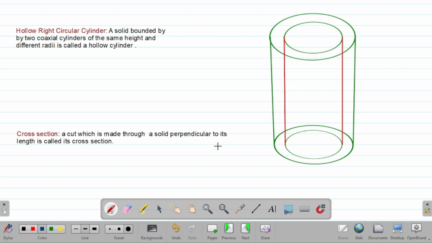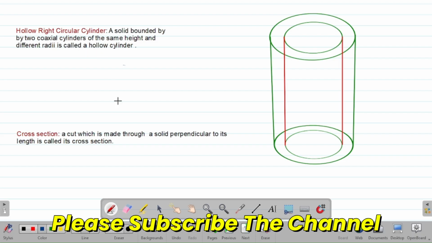Let's discuss the hollow right circular cylinder. According to the definition, a right circular cylinder is a solid bounded by two coaxial cylinders of the same height and different radii, and it is called a hollow cylinder. Here you see the coaxial cylinders.